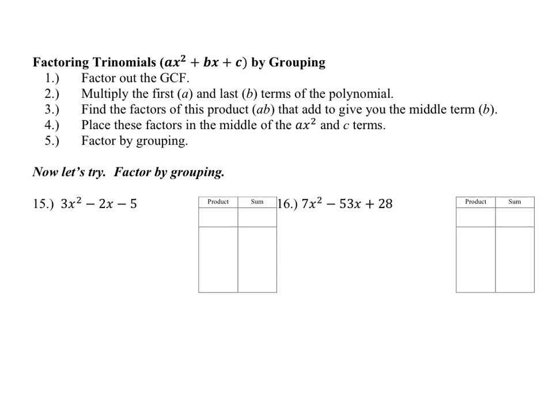So the steps are, the very first thing you would do, which we've kind of forgotten about, is we would factor out the GCF if there is one, okay? So we'd pull that out first.